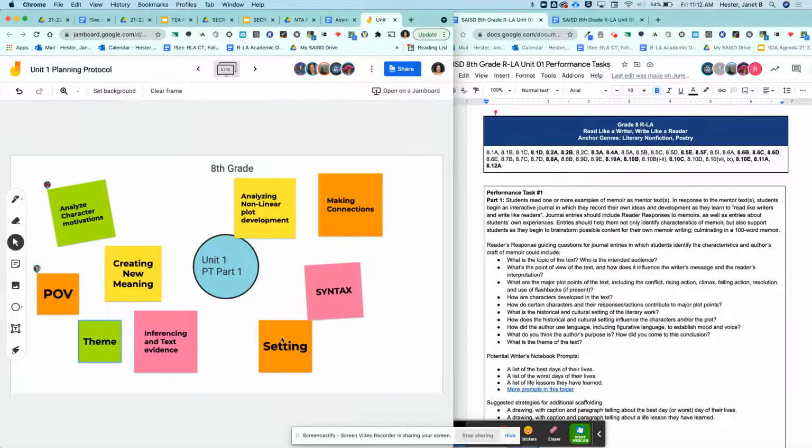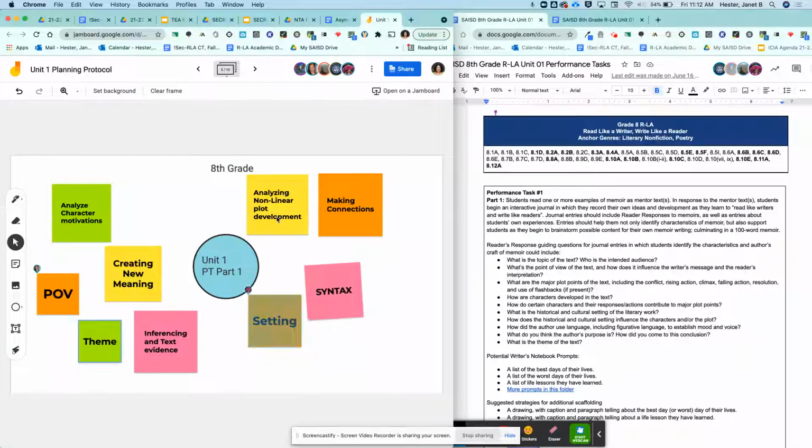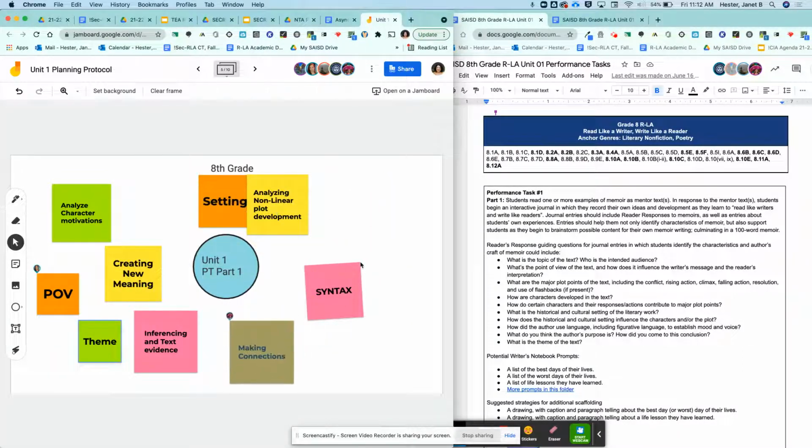We could take, I know somebody mentioned plot, and then the sticky note's not on here, but we could maybe group plot and setting together. Does analyzing nonlinear plot development, I think we could add setting. We could. Oh, there it is. Okay. Perfect. Move setting to that one. Okay. It's smaller since it's not as important. It's a portion of the plot. Perfect. Any other ones that we can kind of group together here?